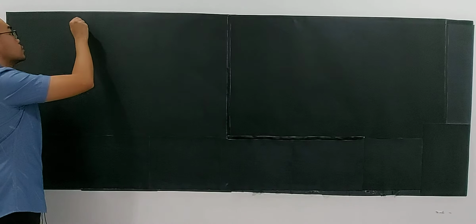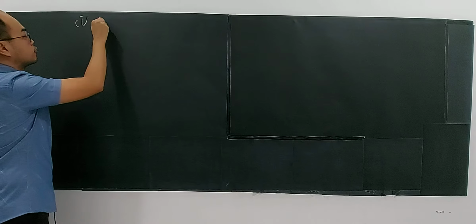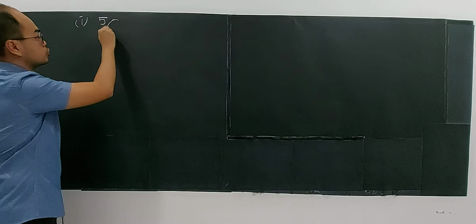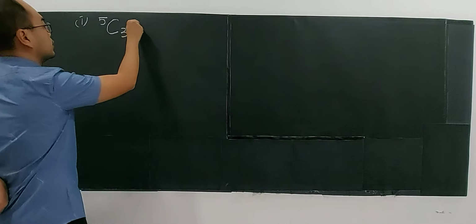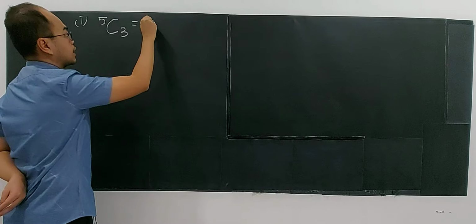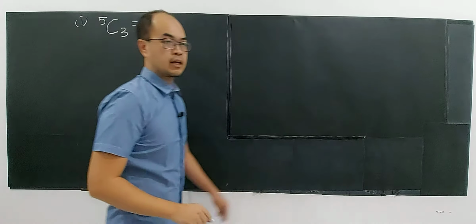So very easy. For the first part, the answer will be: from 5 questions, you are choosing 3 questions. 5C3. Very simple, which gives a total of 10 combinations. You can try.